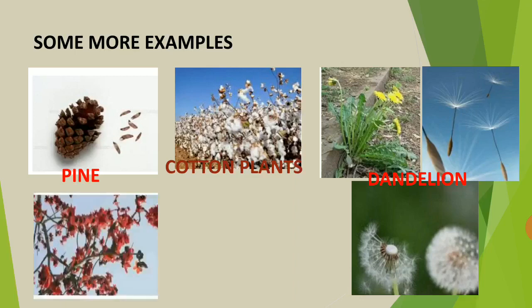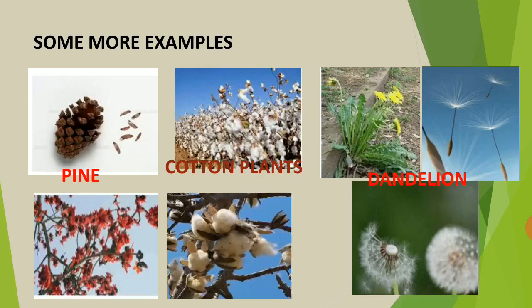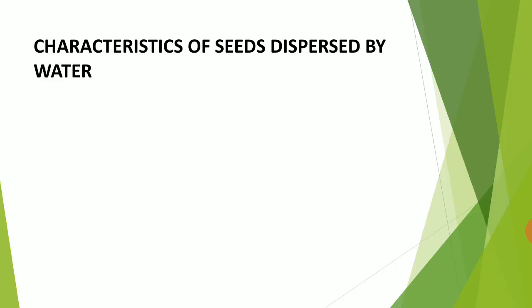This is the samel tree. Samel tree is a big tree with red flowers, and I think all of you must have seen it. This samel tree produces silk cotton. Seeds of silk cotton are very, very light and carried by wind during summers. So these were very common examples of seeds which are carried by wind.